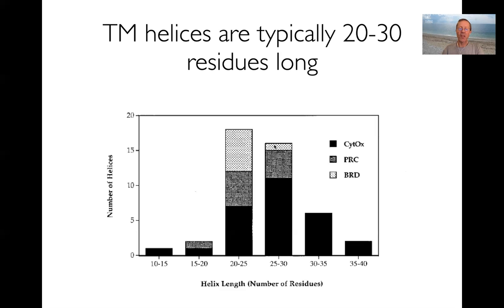So this makes perfect sense from what we know of the dimensions of a lipid bilayer and what we know of the dimensions of alpha helices. So typical lengths, say 20 amino acids, 20 to 30 amino acids.